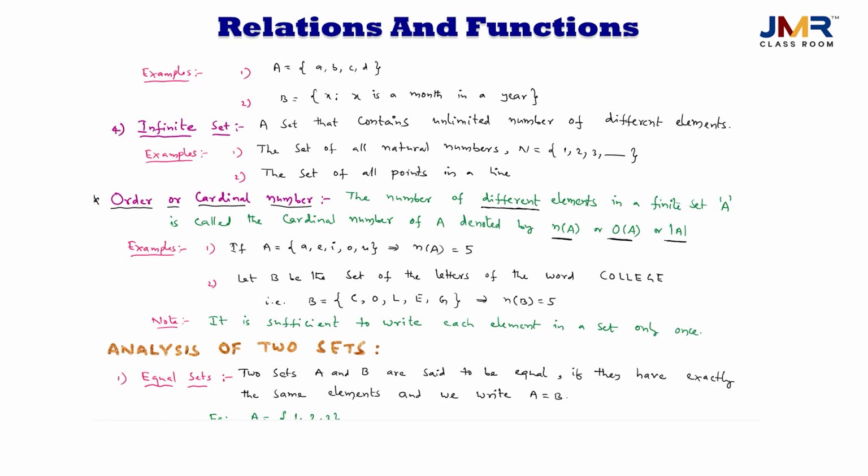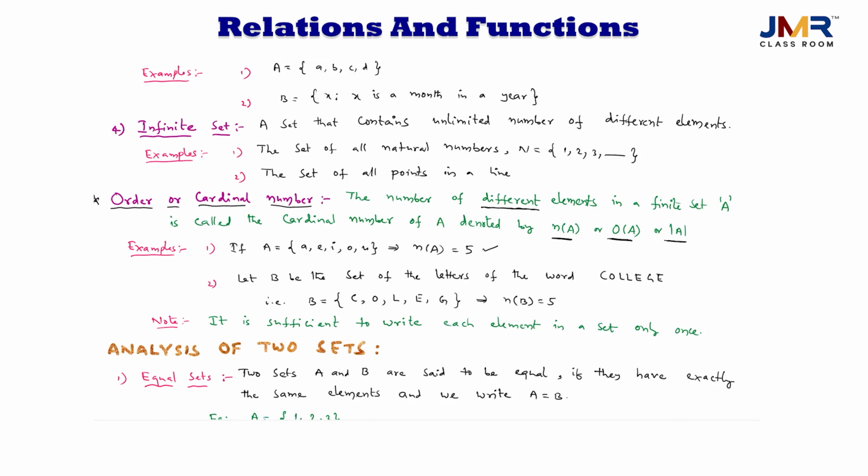Example, if A equals the set of A, E, I, O, U, the vowels in the English alphabet, how many elements does this set A contain? 1, 2, 3, 4, 5. So n of A equals 5. This set A contains 5 different elements. So n of A is 5.